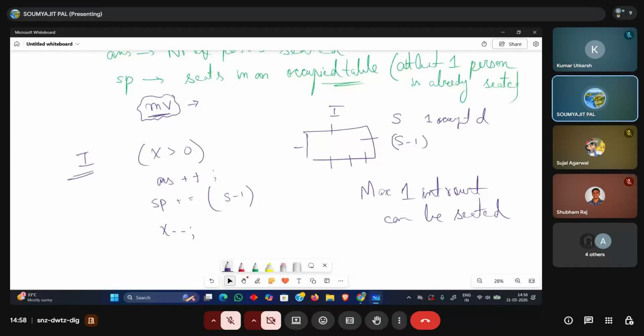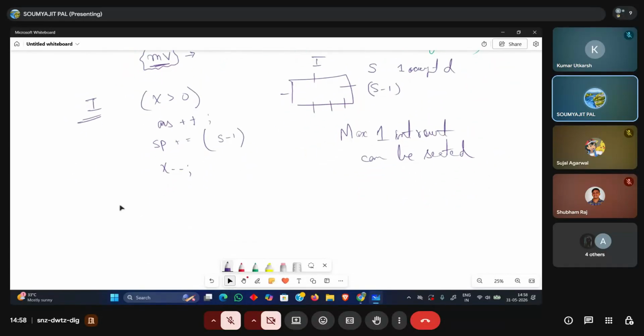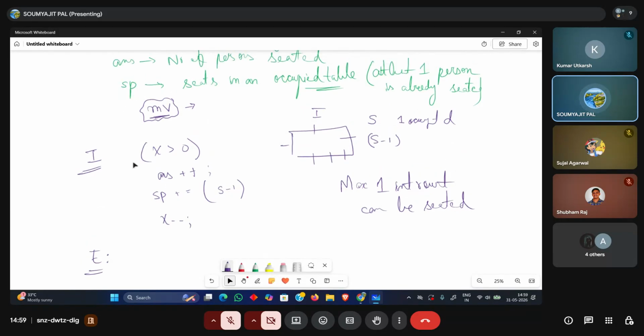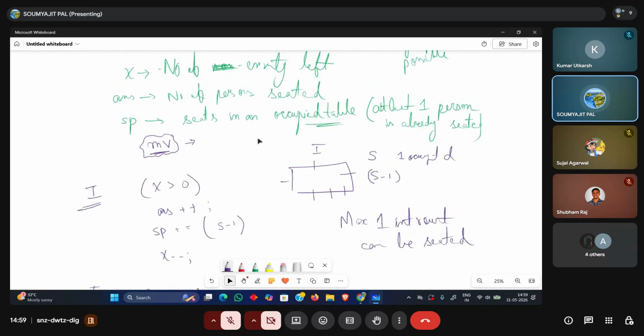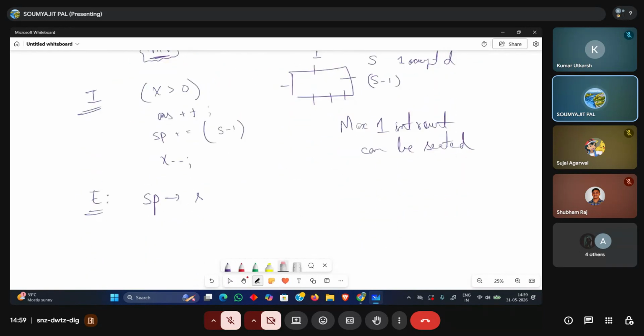Let's say, what if an extrovert comes? For this extrovert only, we're maintaining this SP variable, because an extrovert can be seated in an SP seat. SP seats mean seats in an occupied table, as I have written. So if my SP is greater than 0, I will increment the answer, and my SP will be minus minus.